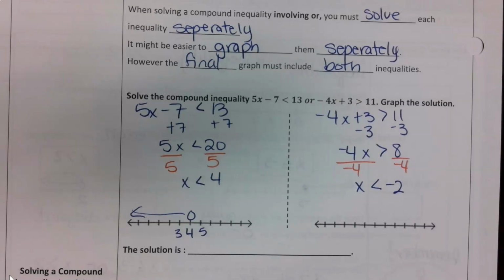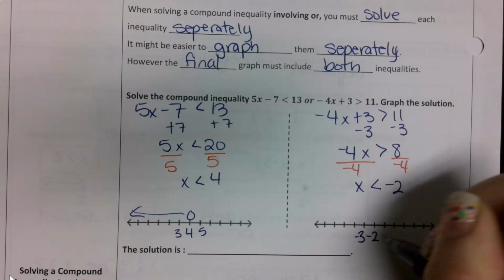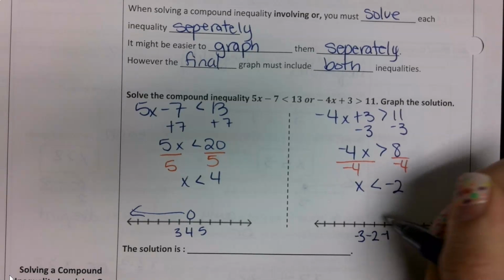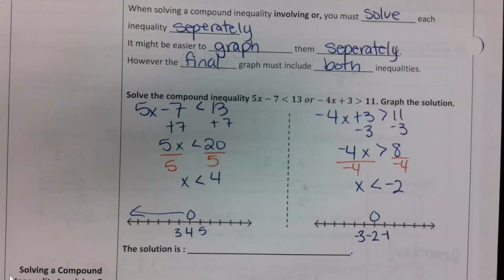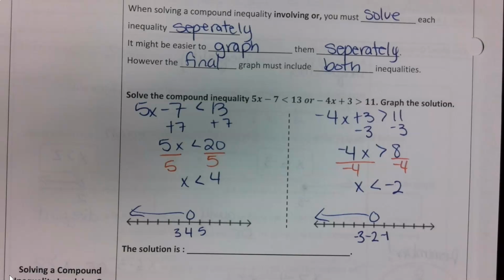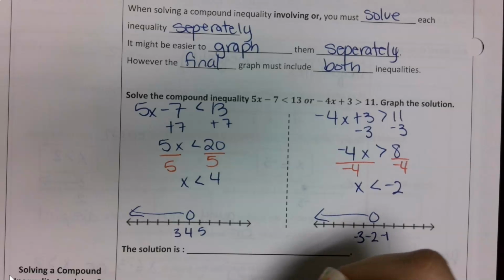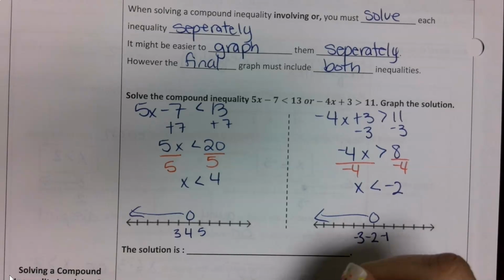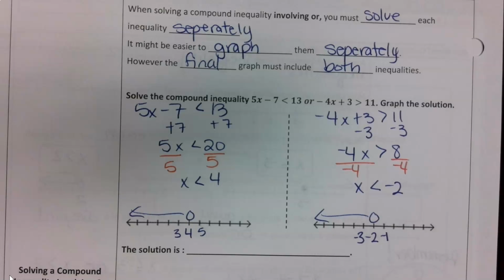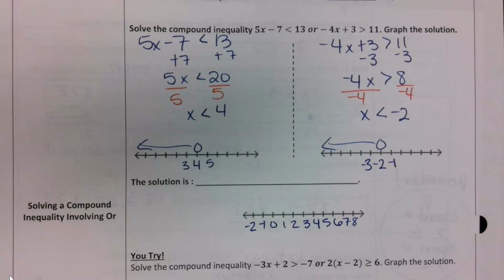Okay, so then I want to go ahead and graph this. What kind of circle is it getting? Left or right? Okay. So I want to go ahead and graph this on the same number line. Helps if I move this up the screen so you can see it.